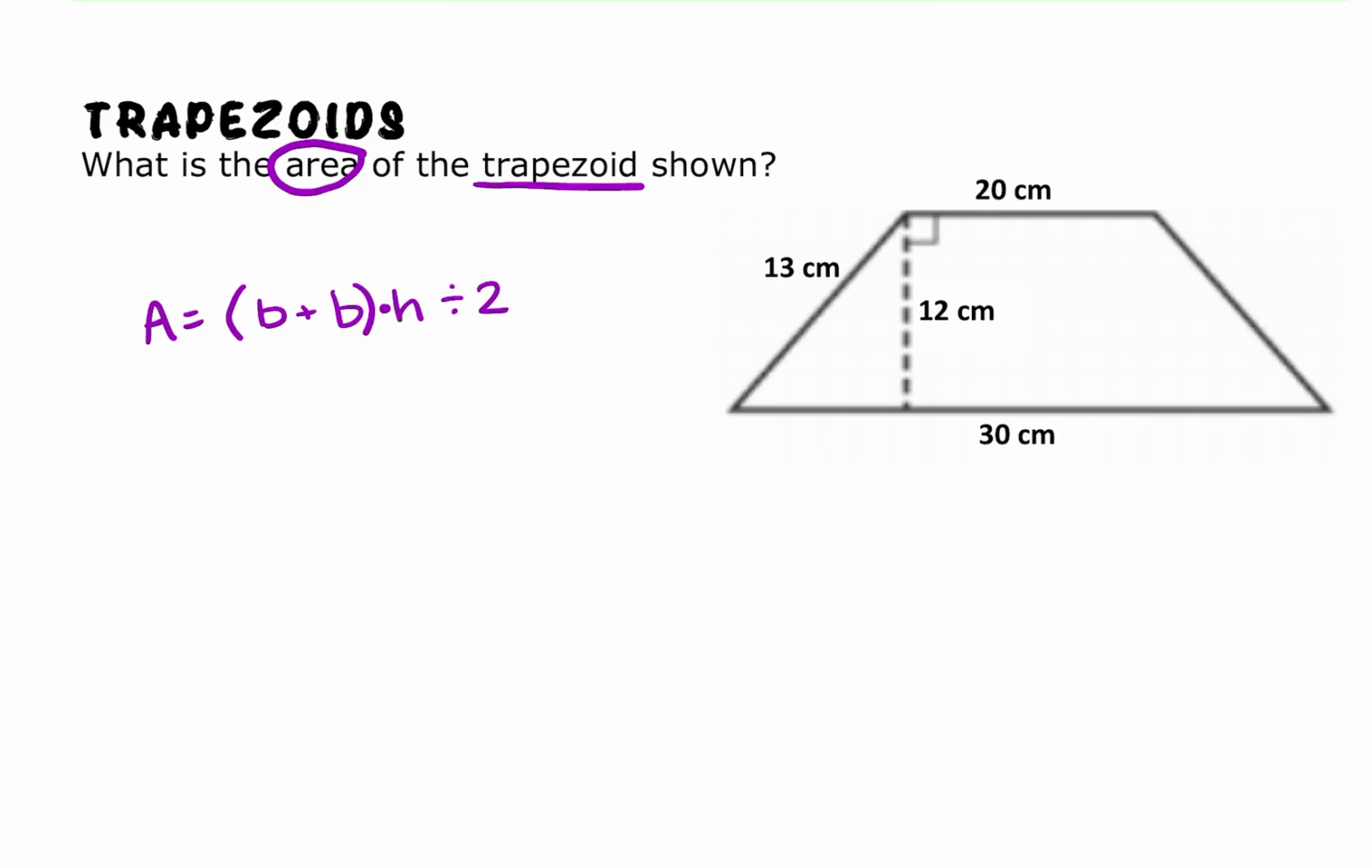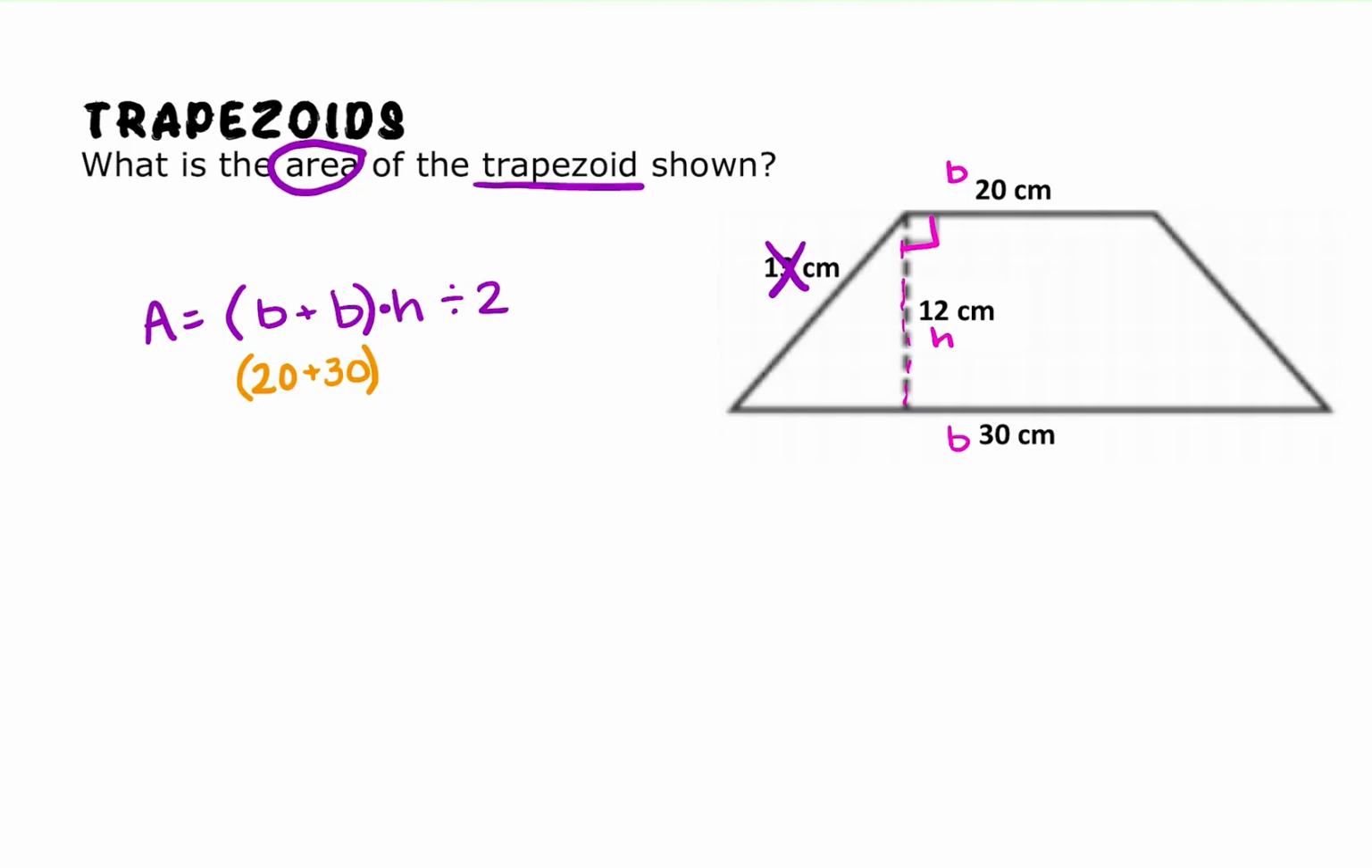Do I have any slants? Yes, what is it? Good, 13. So now I need my bases, base bottom, so base, base, and then I have my right angle and my dotted line for my height. So let's plug that in. So 20 plus 30, those are my 2 bases, and you have to put those back in parentheses.